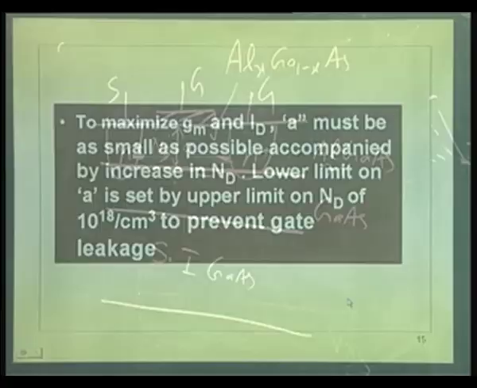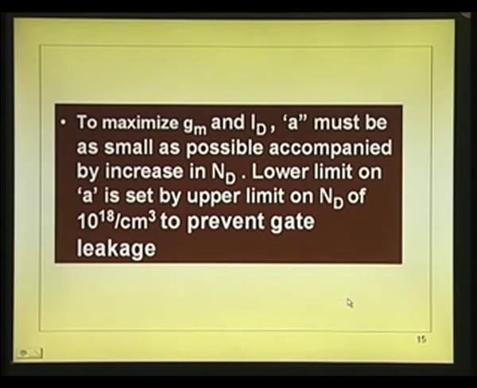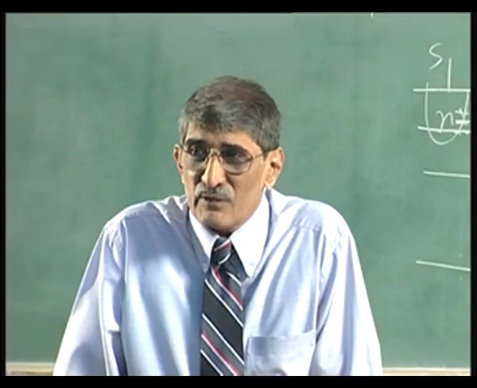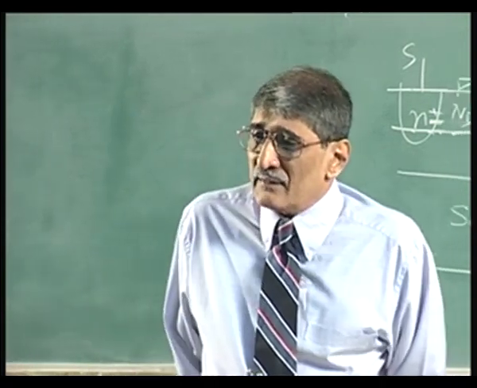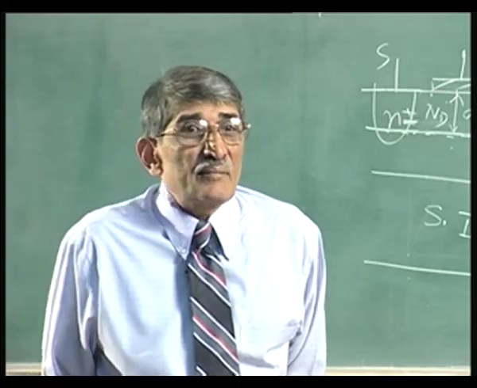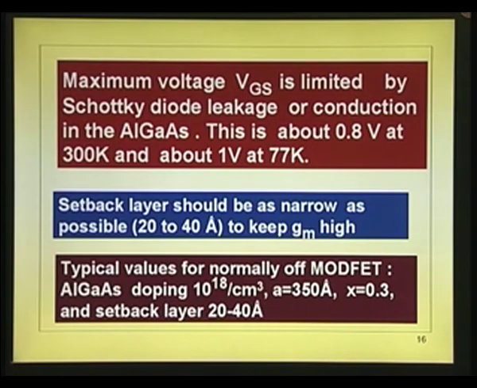To maximize gm and ID, A must be as small as possible, accompanied by an increase in doping. Lower limit of A is set by the upper limit on ND. The moment you say 10 to the power 18 is the upper limit of ND, then the lower limit is set by that for a given threshold voltage. Maximum voltage VGS. What is the maximum voltage that you can apply to the VGS? This is what we have been just now telling.